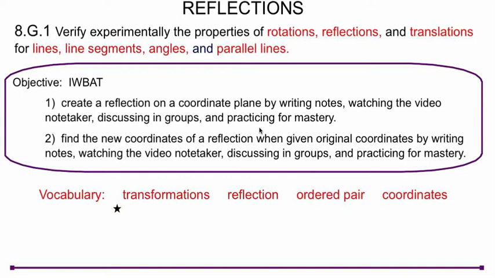So your objective today is you will be able to create a reflection on a coordinate plane by writing notes, watching the video note taker, discussing in groups, and practicing for mastery. You'll be able to find the new coordinates of a reflection when given original coordinates by writing notes, watching the video note taker, discussing in groups, and practicing for mastery. So your vocabulary is transformations, reflection, ordered pair, and coordinates.